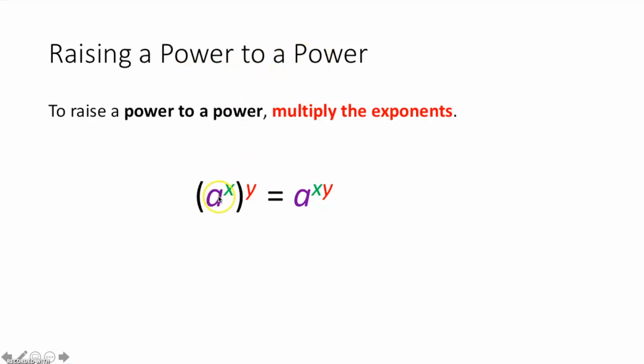So here, it's different than last time, right? We have a to the x power, all raised to the y power. Now, when you have a power raised to a power, what you want to do is multiply those two exponents this time. So if we have a to the x all raised to the y, that's going to equal a to the x times y power.